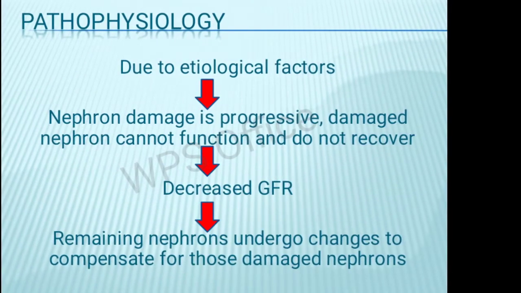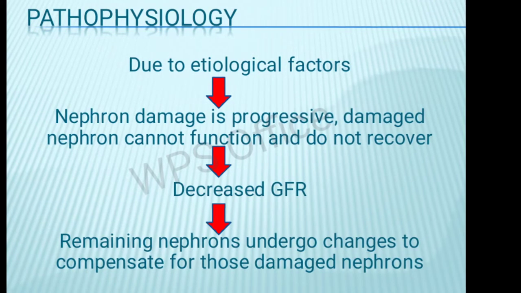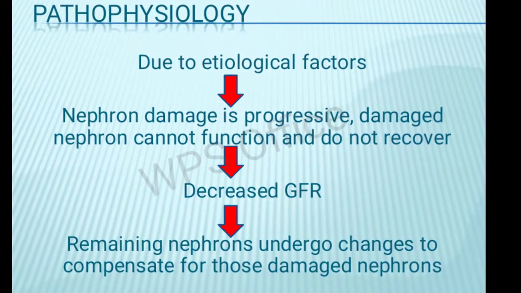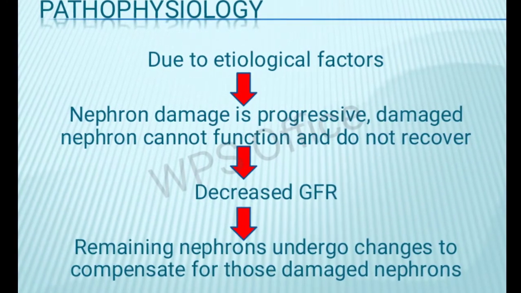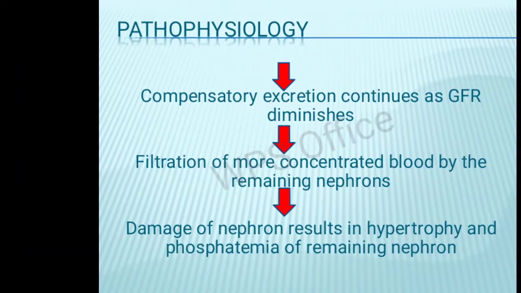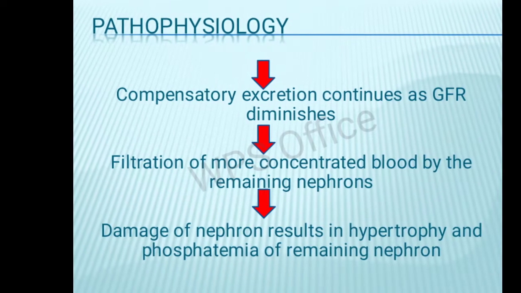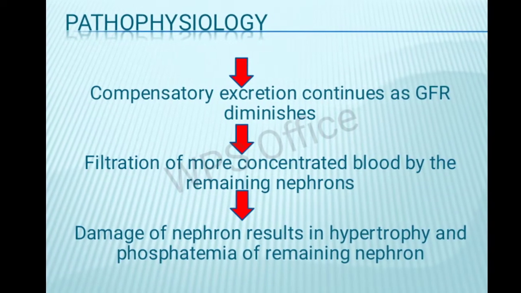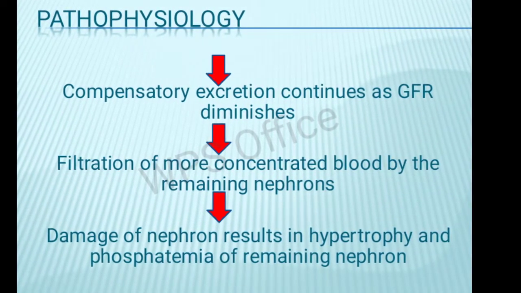Then next comes the pathophysiology. In pathophysiology, what will happen due to the etiological factors? In short, the nephron will be damaged. If the nephron is damaged, then there will be a decrease in the GFR, that is the glomerular filtration rate. Due to the decrease in GFR, the kidney will not be able to do filtration, secretion, and so on. If there is an imbalance in filtration and secretion, then the blood will be more concentrated. The particles which are to be absorbed by the blood will not be absorbed. The waste which is to be excreted in the urine will get accumulated in the blood.